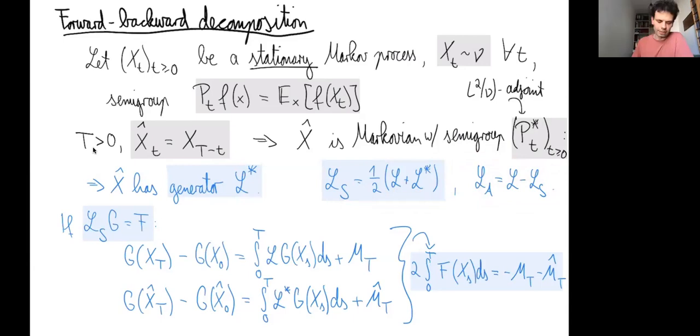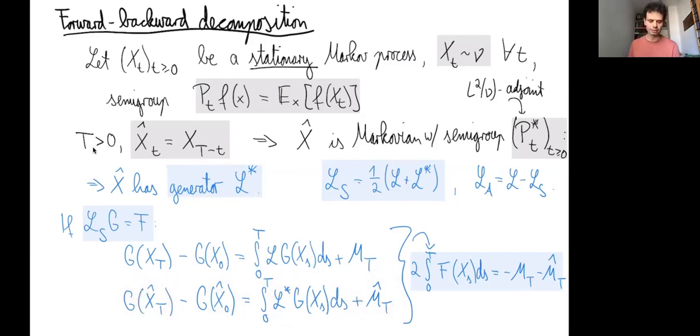Okay, we define this. And then if we can solve the equation that the symmetric part of the generator acting on G is equal to F, then we can apply Ito's formula for the forward process, or the martingale problem for the forward process. And we get this identity. So g(X_t) minus g(X_0) is equal to this integral plus a martingale. And we can apply the martingale problem for the backward process, which says that g(X hat_t) minus g(X hat_0) is equal to this integral with the adjoint operator plus a martingale in the backward filtration.